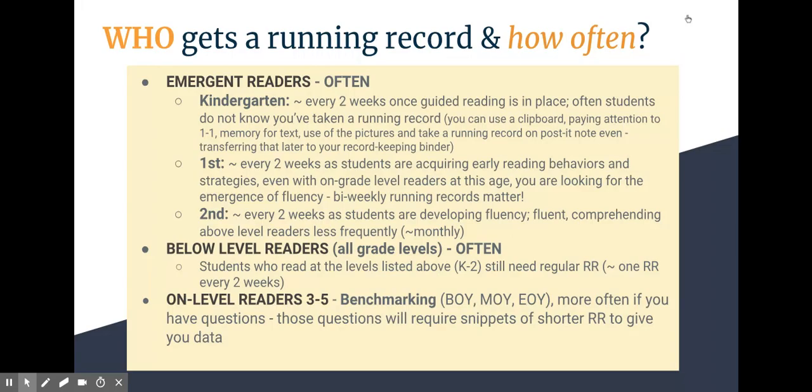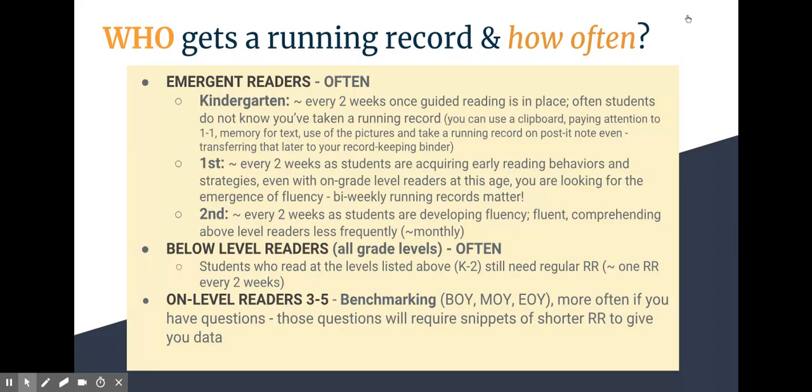With on-level readers in grades 3 through 5, you need benchmarking running records at the beginning of the year, middle of the year, and end of the year. I would argue you don't need those running records in order to begin your reading groups at the beginning of the year. You could use NWEA to rank order your students.